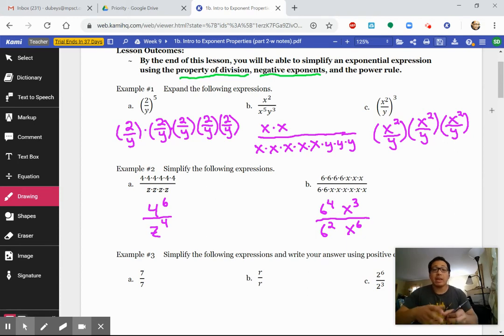So we can expand an exponent out and write it all out as repeated multiplication, or we can look at something that is expanded out as repeated multiplication and simplify it back to an exponent. I feel like I'm playing an accordion when I do that.